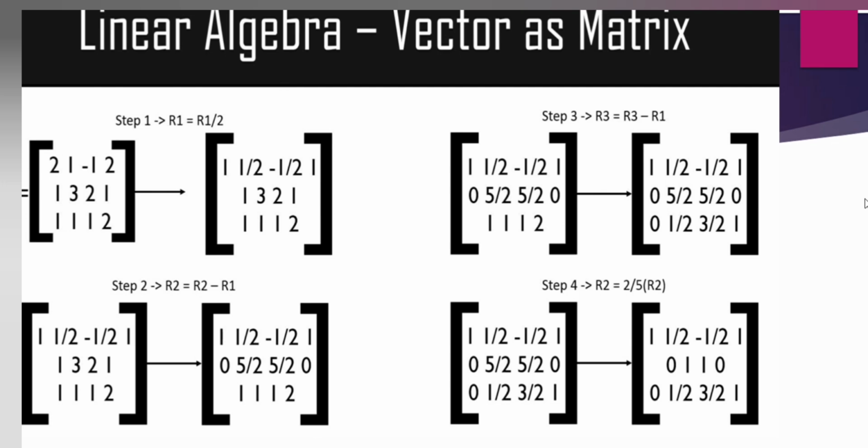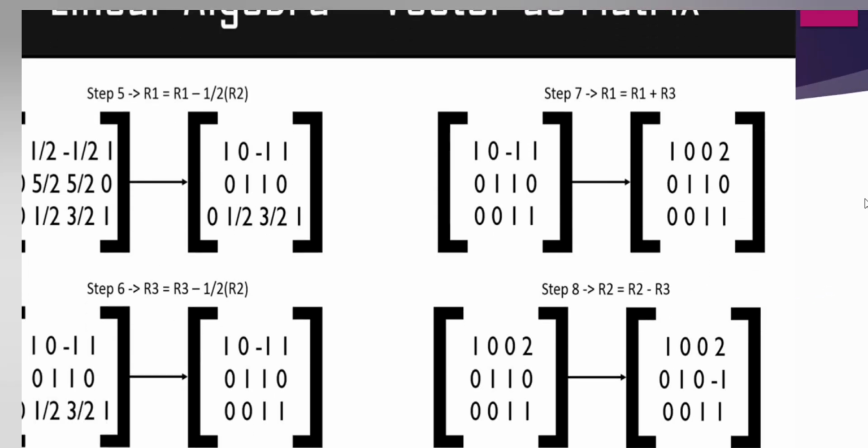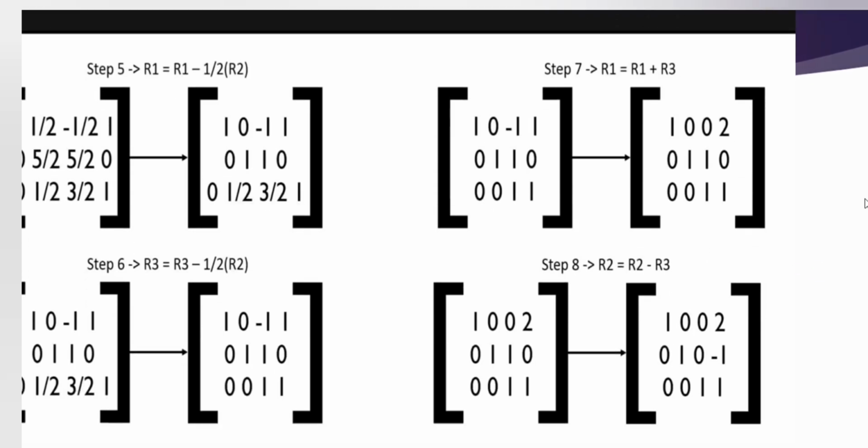Step 1 is r1 is equal to r1 by 2. Then step 2 is r2 is equal to r2 minus r1. Step 3 is r3 is equal to r3 minus r1. Step 4 is r2 is equal to 2 by 5 of r2. Then step 5 is r1 is equal to r1 minus 1 by 2 of r2. r3 is equal to r3 minus 1 by 2 of r2. Then r1 is equal to r1 plus r3. r2 is equal to r2 minus r3. You have to remember all this. I know this is a bit tough, but once you practice 2 or 3 times, you will remember easily. So at the last you have to get 1 0 0 at the end.